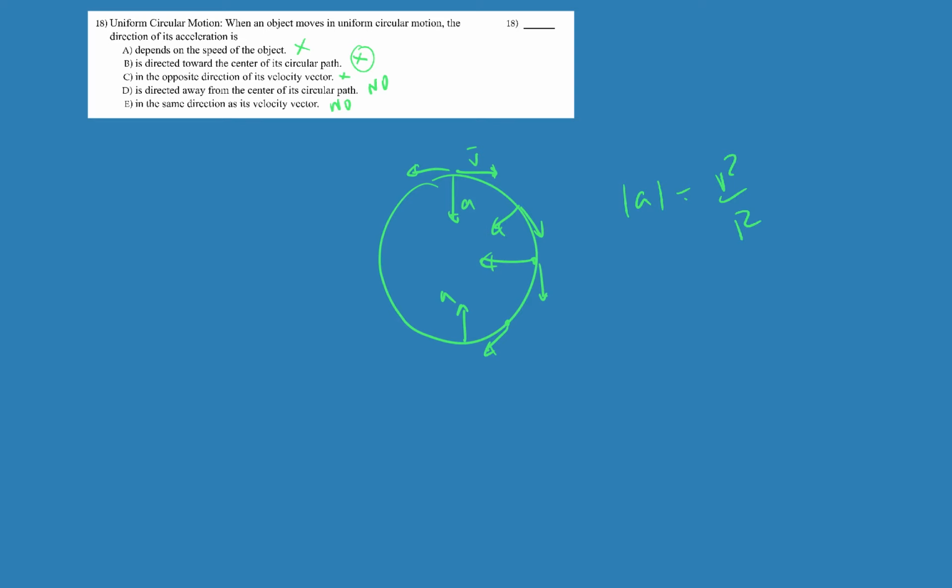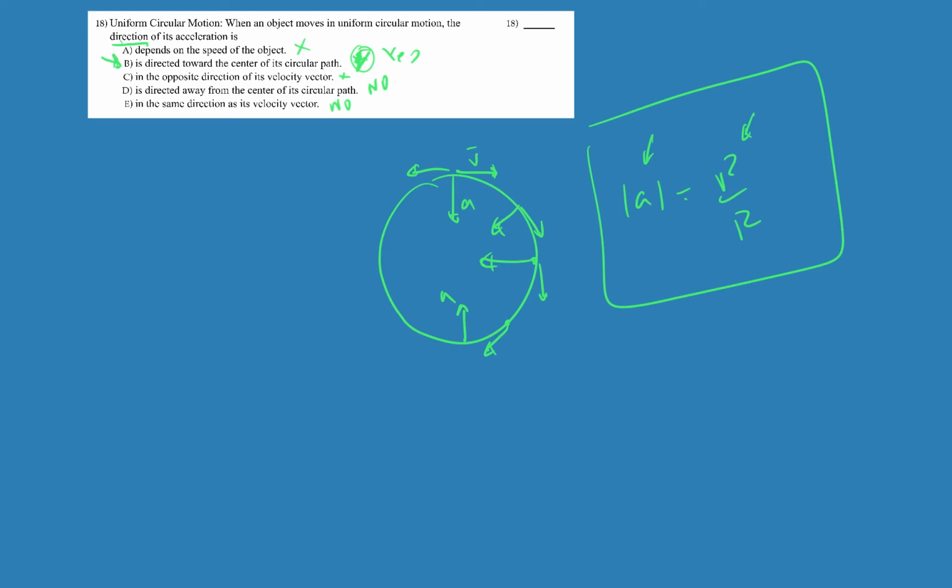Let me see. Depend on the speed of the object. Well, the magnitude of the acceleration depends on the speed of the object, that is true, but it says the direction of its acceleration. Well, this is wrong. It's going to the center with this magnitude. That's all. Is directed towards the center of its circular path. This is the correct answer, the only correct answer, and the other ones, no.